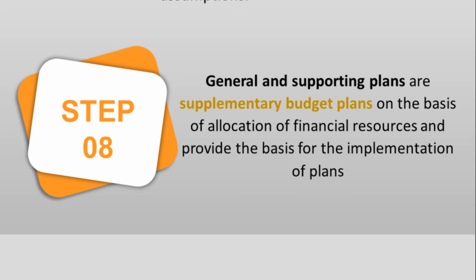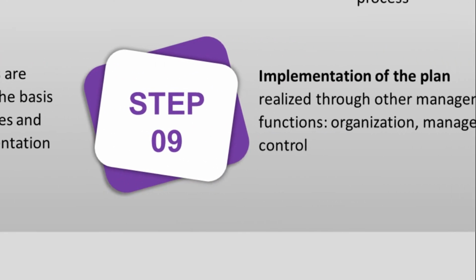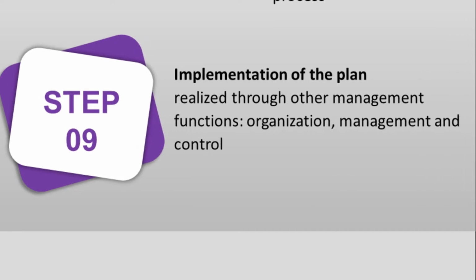These are supplementary budget plans on the basis of allocation of financial resources and provide the basis for the implementation of plans. Lastly, Step 9. The implementation of the plan. Implementing of the plan can be realized through other management functions such as the organization, management, and control.